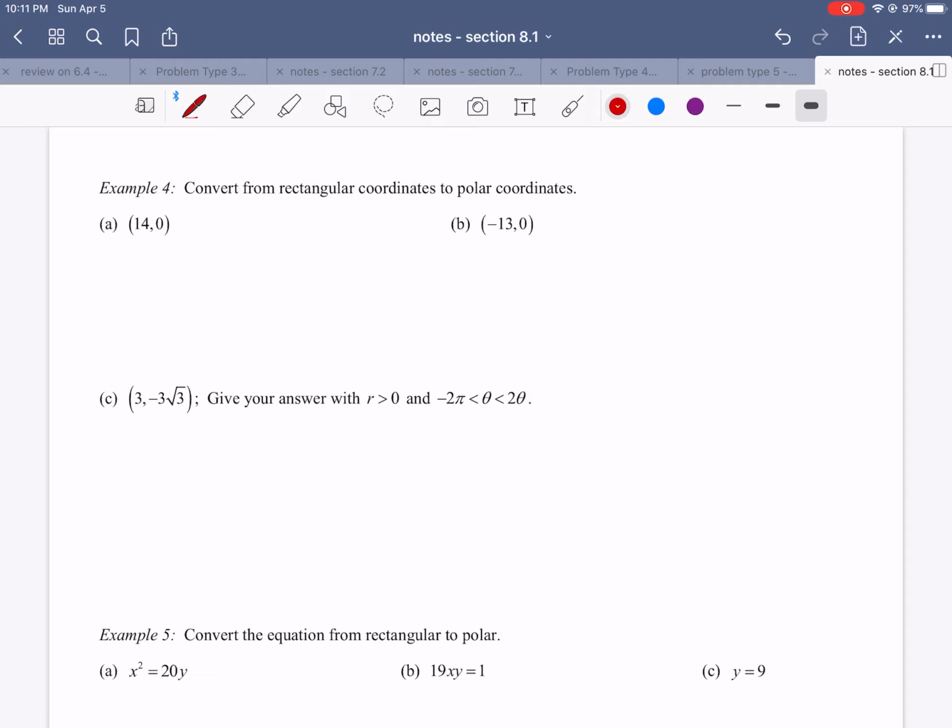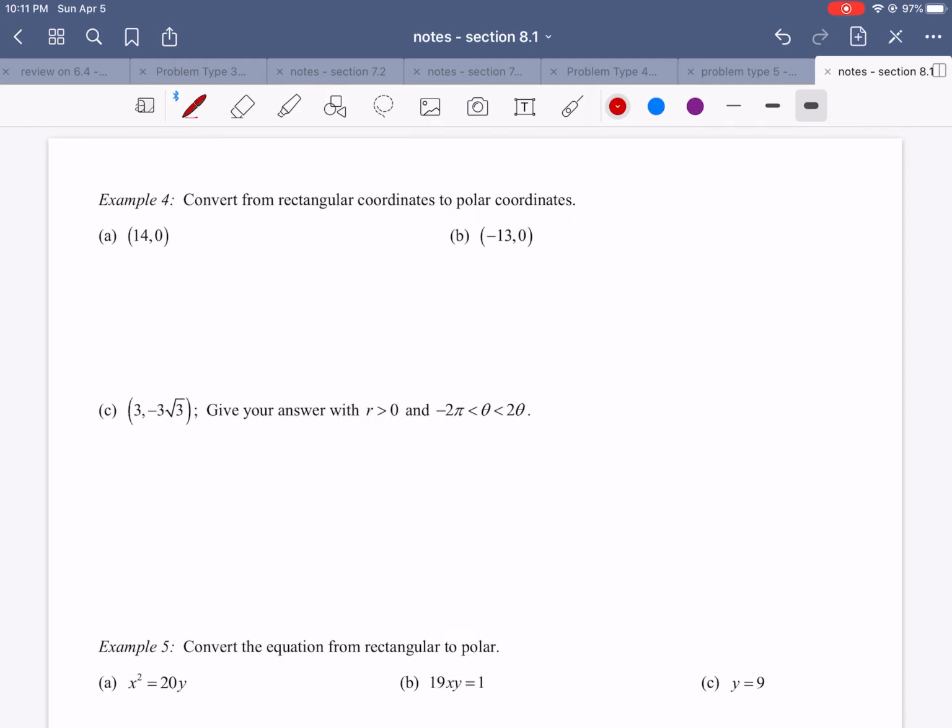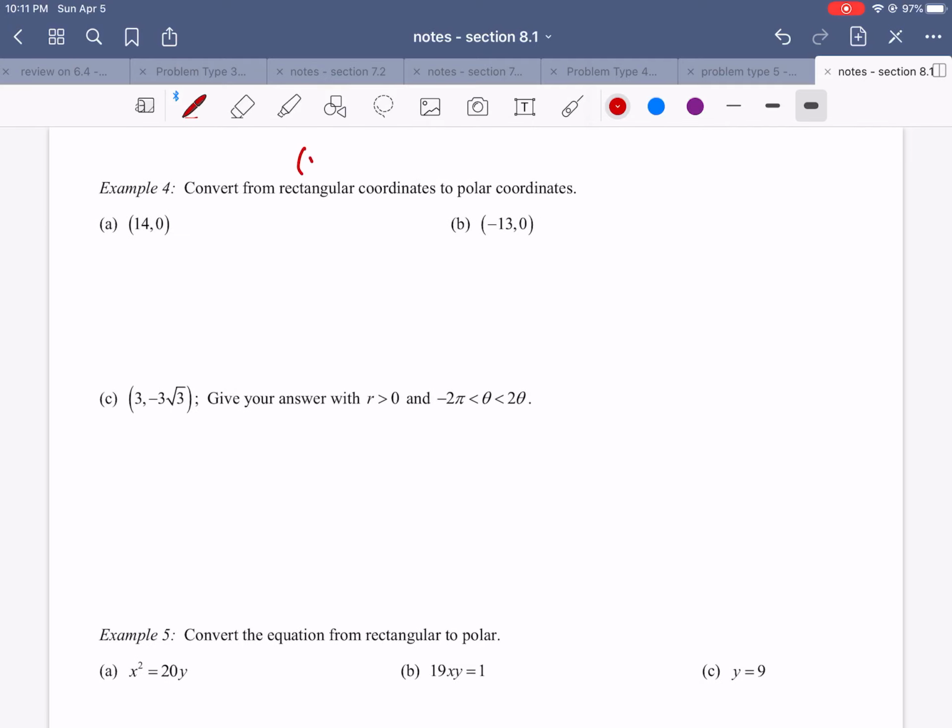Okay, on example 4, we're going to go the other direction. So we're going to convert from rectangular coordinates, which is an x and a y, and go to polar coordinates, which is an r and a theta. So we're going to need 2 things here. We know that r is equal to the square root of x squared plus y squared, and that theta is equal to the tan inverse of y divided by x.